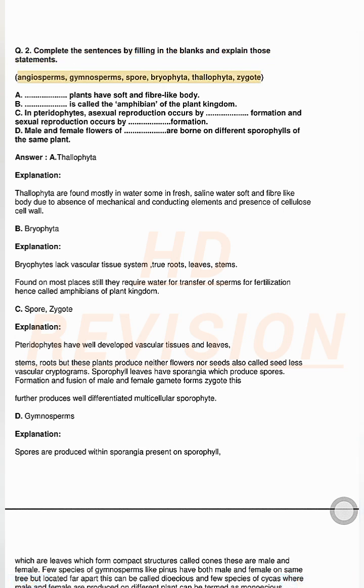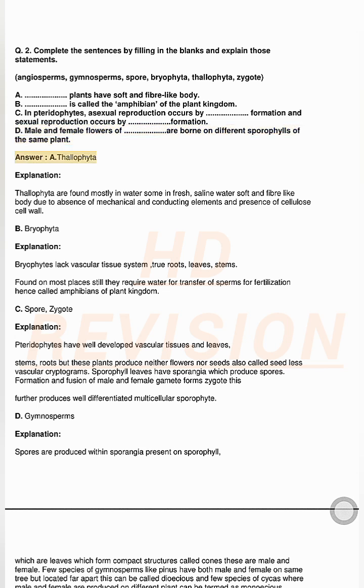Angiosperms, gymnosperms, spore, bryophyta, thallophyta, zygote. A. Plants have soft and fiber-like body. B. Is called the amphibian of the plant kingdom. C. In pteridophytes, asexual reproduction occurs by formation of blank and sexual reproduction occurs by formation of blank. D. Male and female flowers of blank are borne on different sporophylls of the same plant.